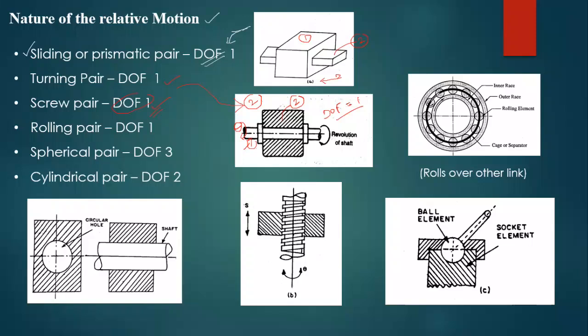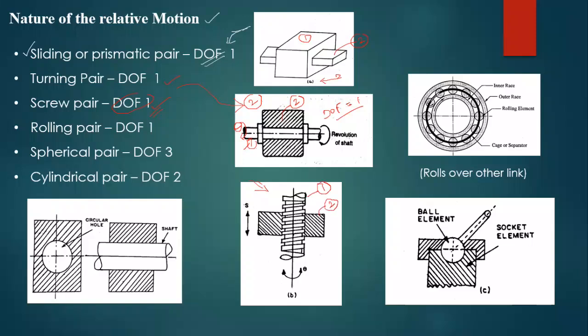Let us discuss how the degree of freedom is equal to 1. In the picture, it seems the degree of freedom is equal to 2, whereas the screw pair has only 1 degree of freedom. Let us discuss. In a screw pair, one link is constrained to have a combination of turning and sliding motion relative to the other link, right? See here, two links are there, one is the screw pair, the second one is a fixed link.